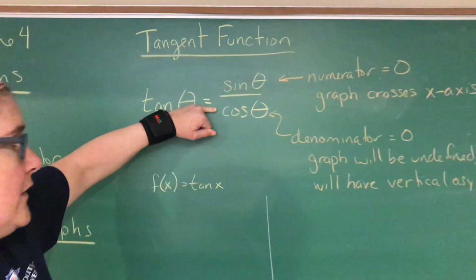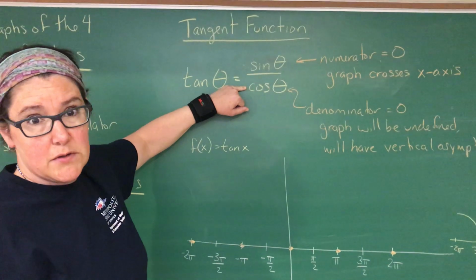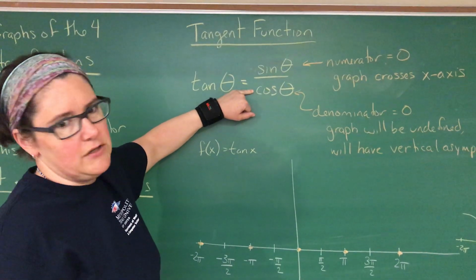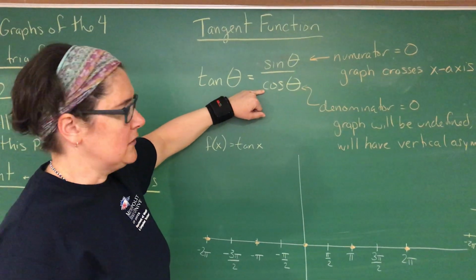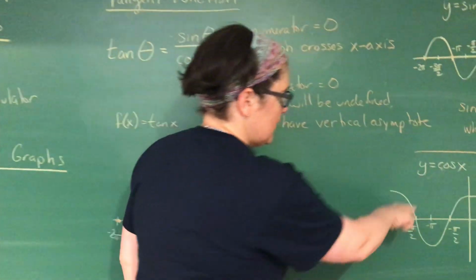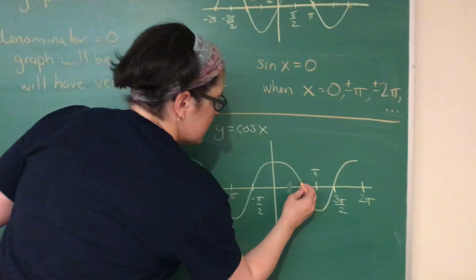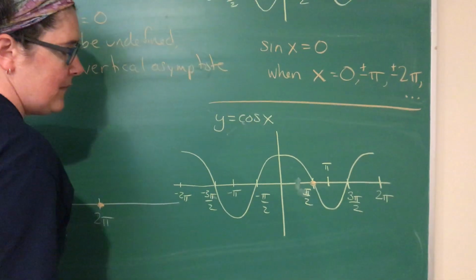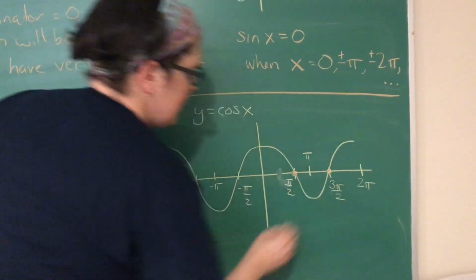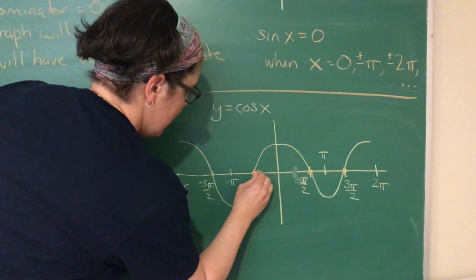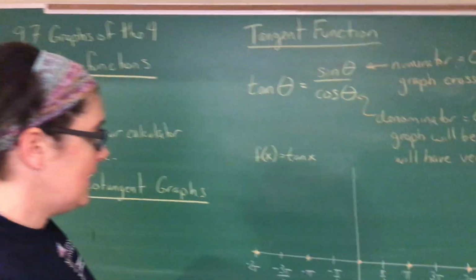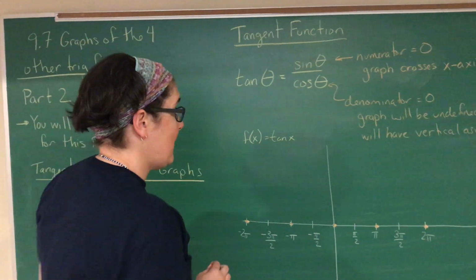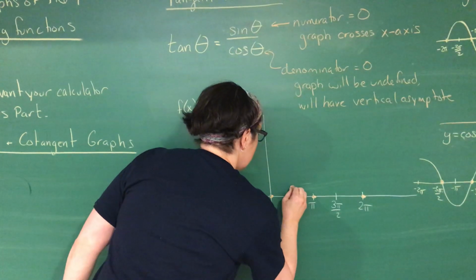Okay. And because we're looking at the denominator, we want to know what input values are going to make the denominator equal to 0, because you never want to divide by 0. So we want to figure out what values make the denominator equal to 0. Well, our denominator is the cosine function, and the cosine function is 0 at pi over 2, 3 pi over 2, negative pi over 2, and negative 3 pi over 2. So these are places where our tangent graph will be undefined, and we're going to end up having a vertical asymptote.